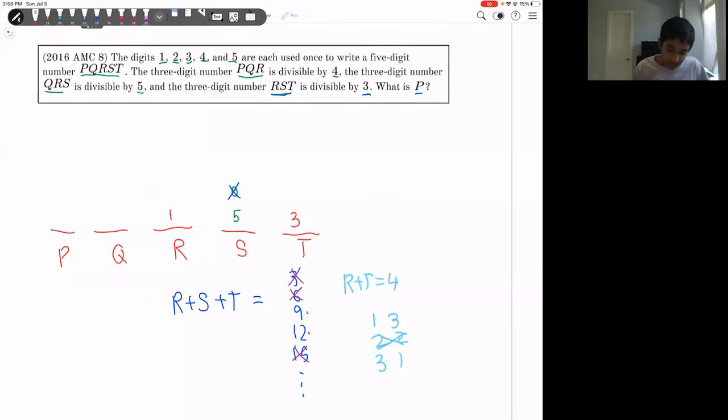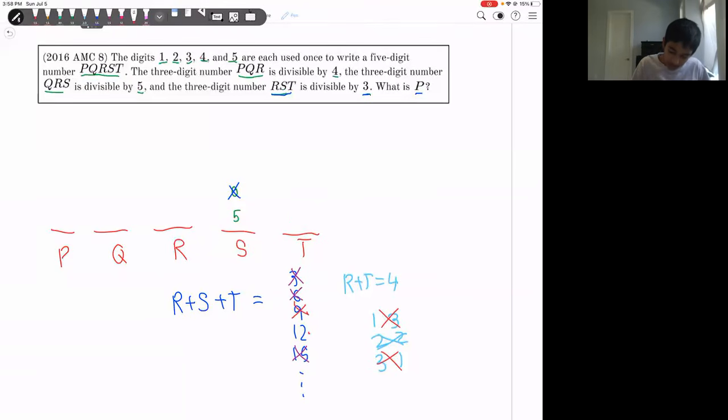So it's 1, 3. Now we look at our final condition, PQR divisible by 4. But if the last digit is 1, the number itself is not even, so it can't be divisible by 4. So this condition doesn't work. Now let's try 3, 1. If you try 3, 1, you'll get a very similar conclusion. It's odd again, so it's not divisible by 4. So this also doesn't work. Now we've eliminated this case.